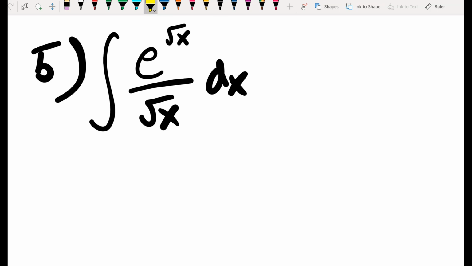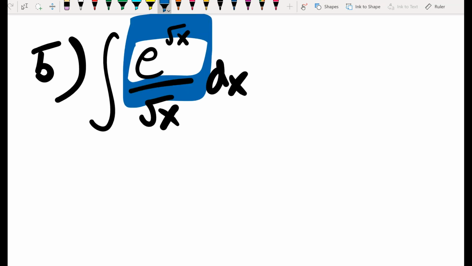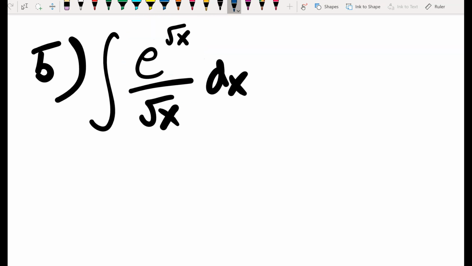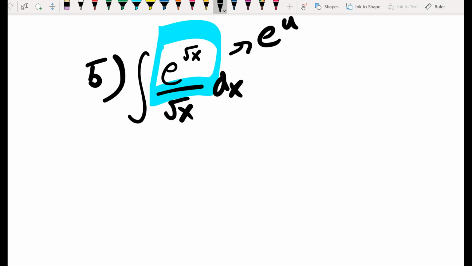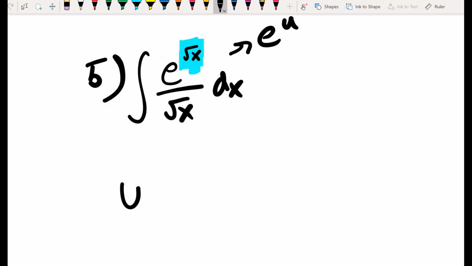Now, the thing that immediately jumps out to me is this e to the radical x, and it's going to cause some issues for me. I don't know how to deal with it, but I do know how to deal with e to just some variable. The integral of that is just e to some variable. So my initial thought here is just to try to make that radical x up there equal to u.